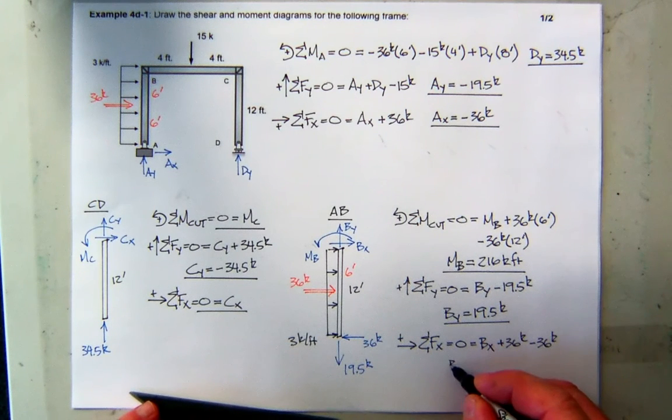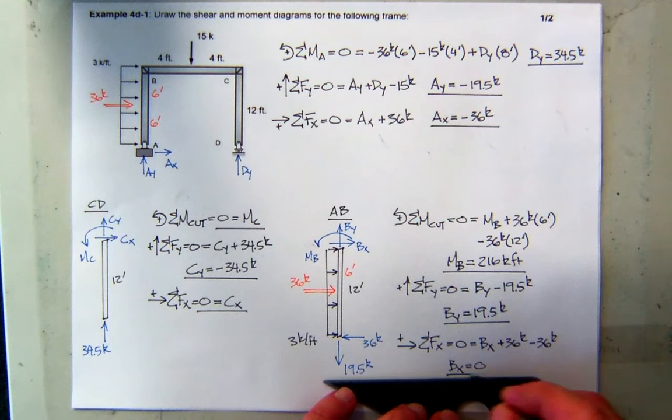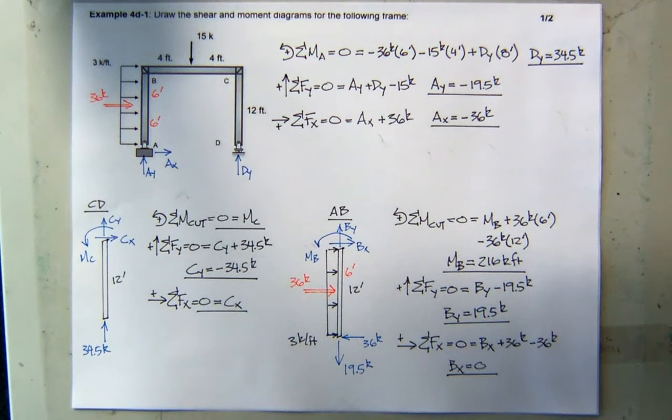So what's Bx? 0. So in this case, our column is not transferring any, we've got no shear here. Okay? So that's just the work needed to get the data so that we can now draw the diagrams, which was the original part of the problem. And we are 14 minutes into this problem. Good to know, huh?